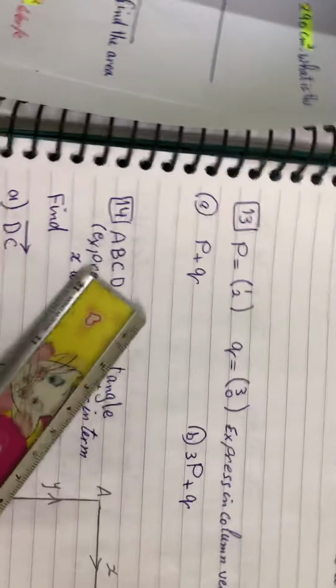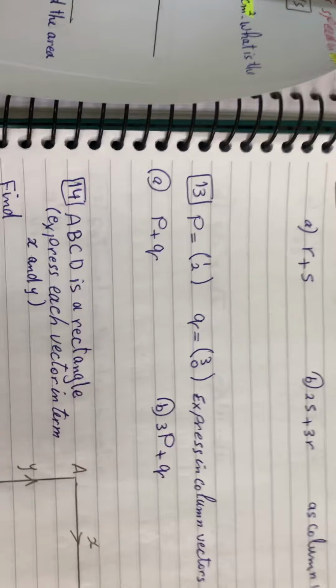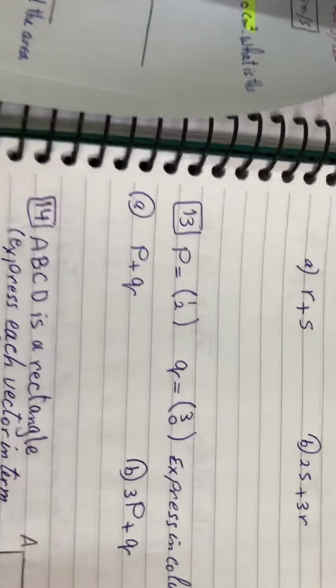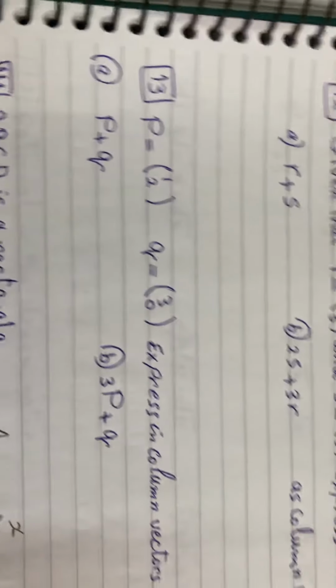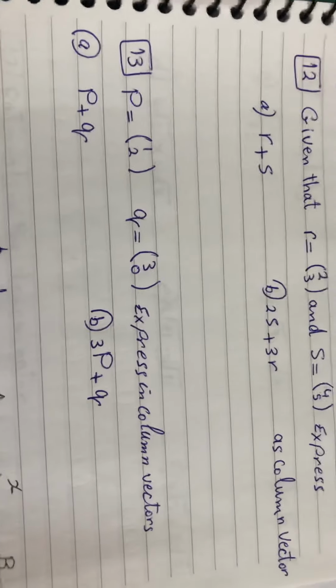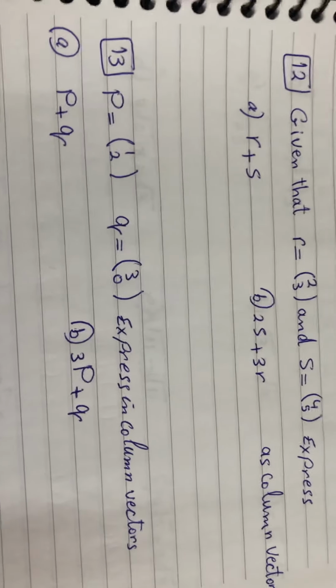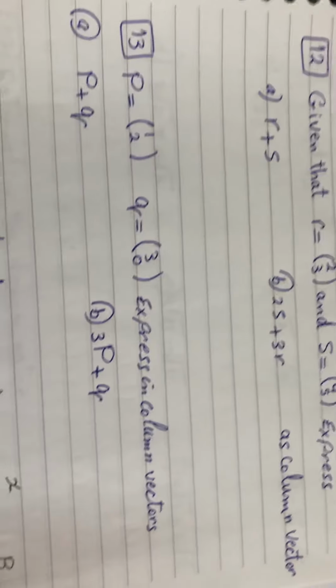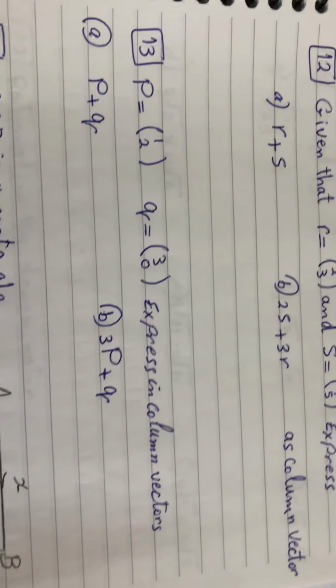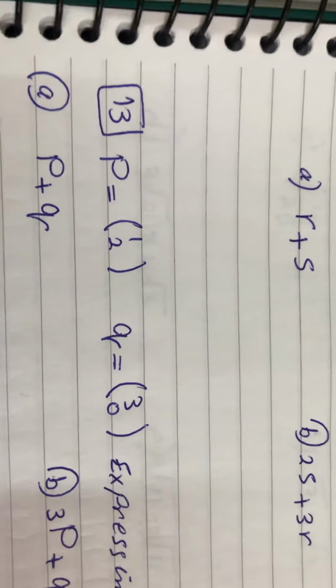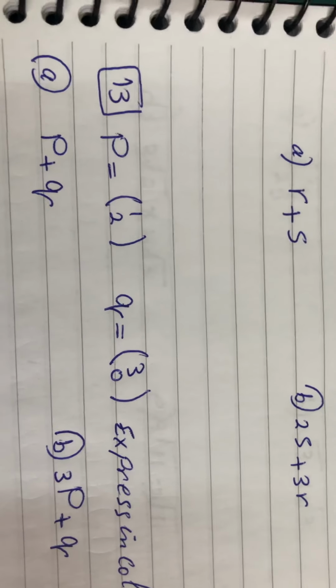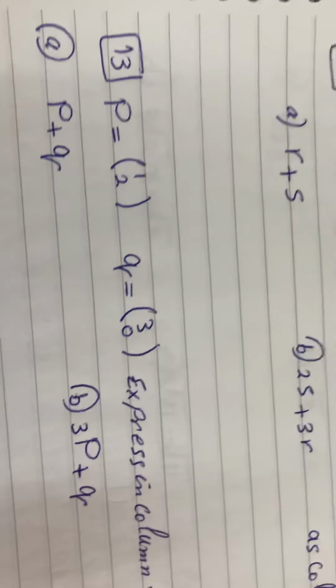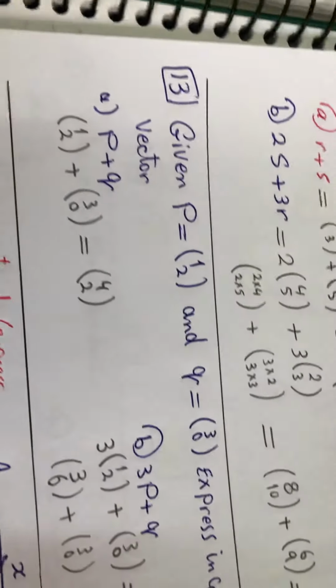In question number 13 also, we have vectors given: P (1, 2) and Q (3, 0). Express as a column vector P plus Q. You will add 1 plus 3 and 2 plus 0. 3P plus Q: you will multiply 3 by P first. So it will be 3 times 1 equals 3, 3 times 2 equals 6. And finally add Q, as you see here.